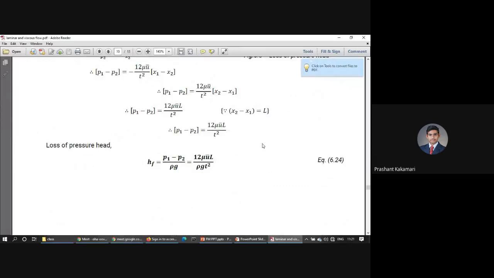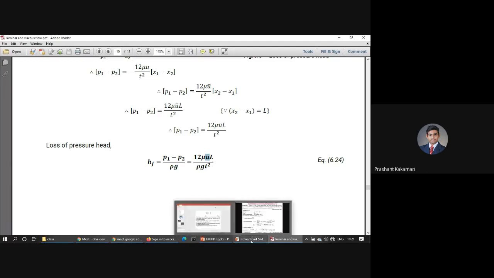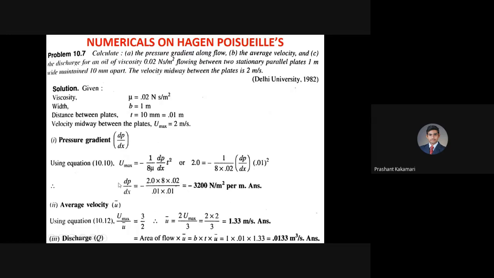Yes. So here P1 minus P2 is 12 into mu. Mu is given. Here in this equation, I need average velocity, not the maximum velocity. So average velocity U bar is required. Length is also given. And T square, the distance between the plates, is also given. So before going for this dP by dx formula or P1 minus P2 formula, I will find out the average velocity.